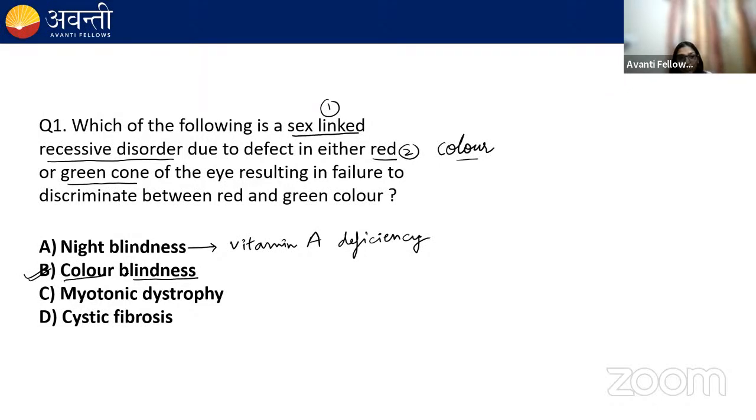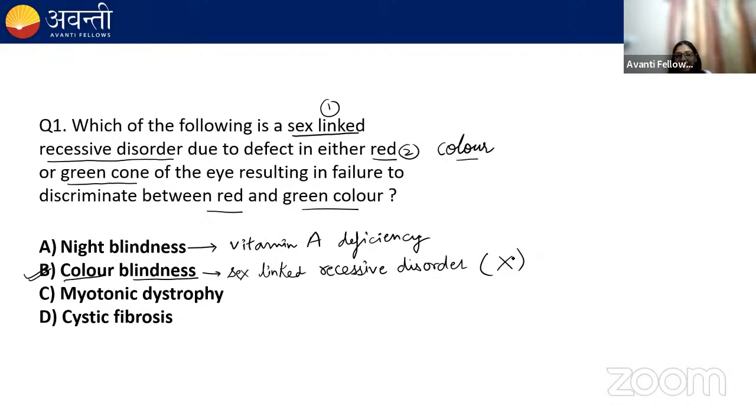Second is your correct option, which is color blindness. And color blindness is a sex-linked recessive disorder. Okay, and this happens when the mutation occurs in the gene which is present on the X chromosome. When the mutation occurs in this gene, which is present on the X chromosome, that person is unable to distinguish between the red and the green color.